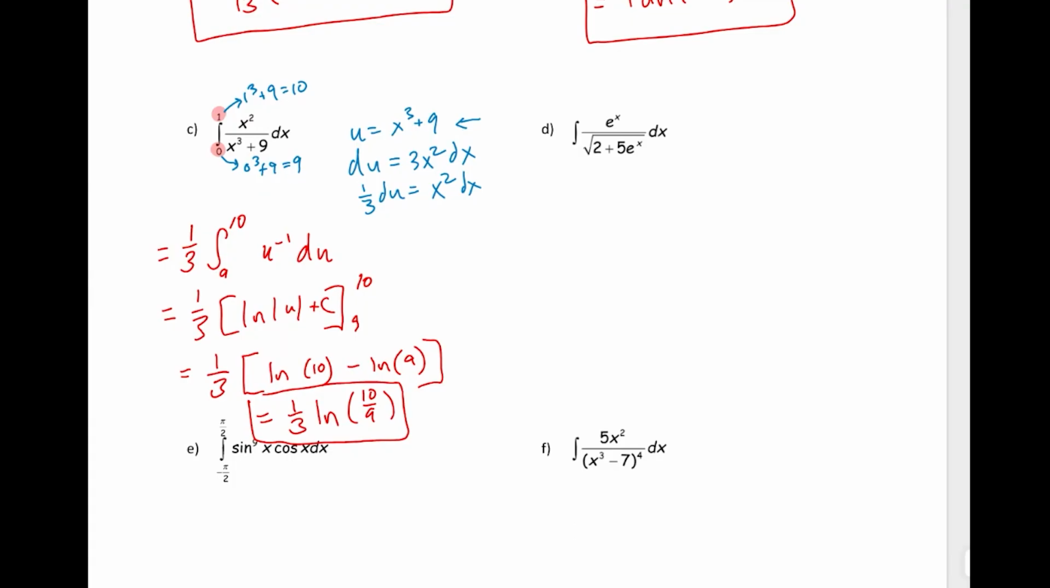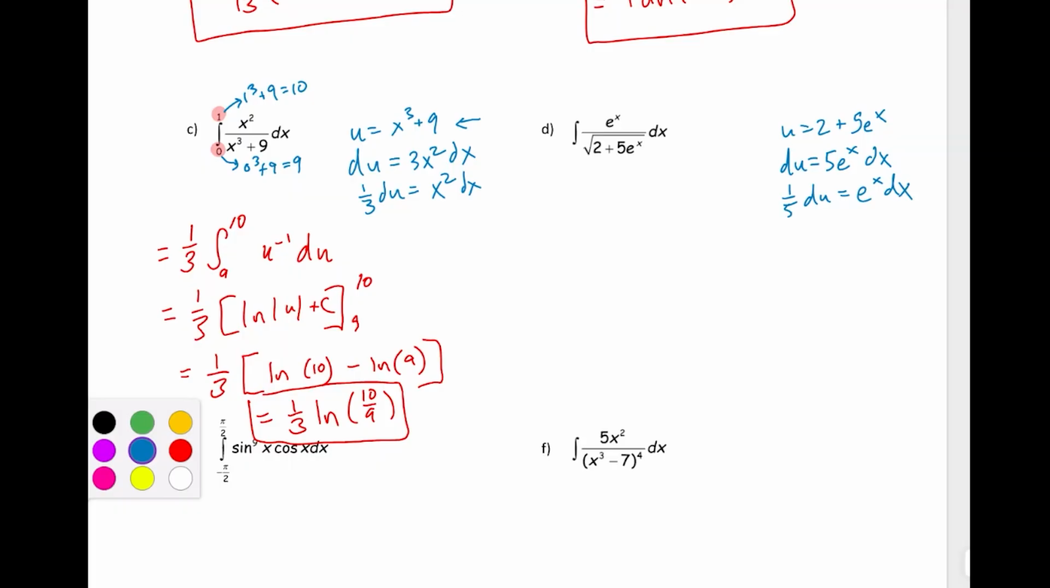Now, on letter D, we're going back to indefinite integrals, and we're going to let u be 2 plus 5e to the x, and in that case, du would be 5e to the x dx. I don't really want that 5 there, so I'm going to divide both sides by 5. And now I can start replacing all of my expressions that are in terms of x with expressions that are in terms of u.